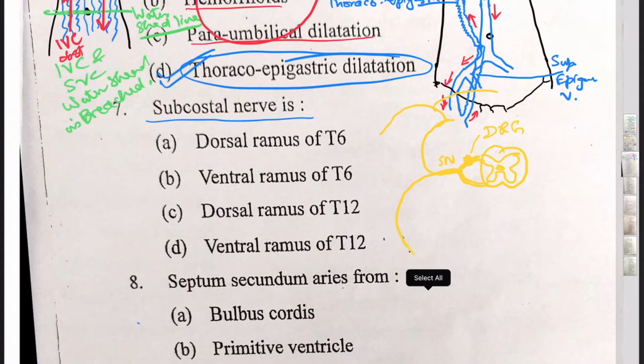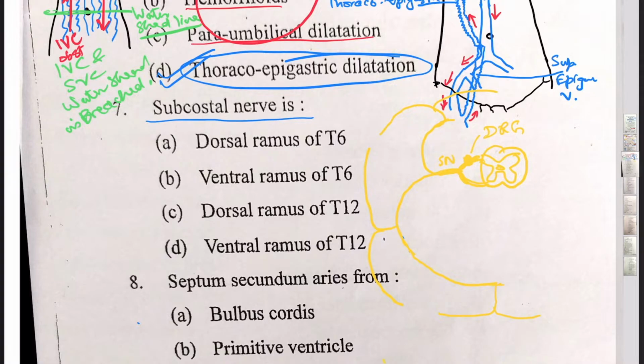Now this is the ventral primary ramus. The ventral primary ramus continues like this anteriorly, and in the mid-axillary line it gives its cutaneous branches here to supply the lateral trunk. This anterior continuation of the ventral primary ramus again pierces the deep fascia to give out its anterior cutaneous branches like this.